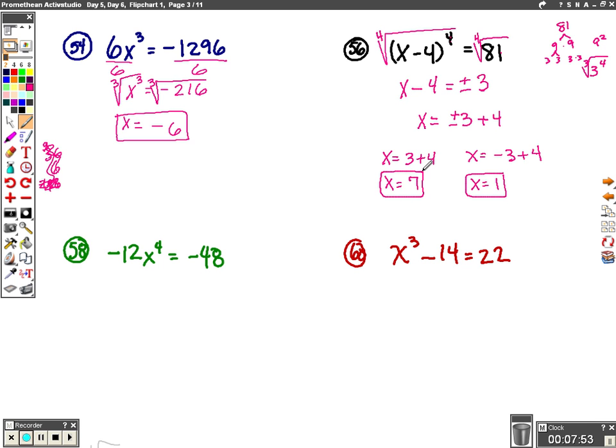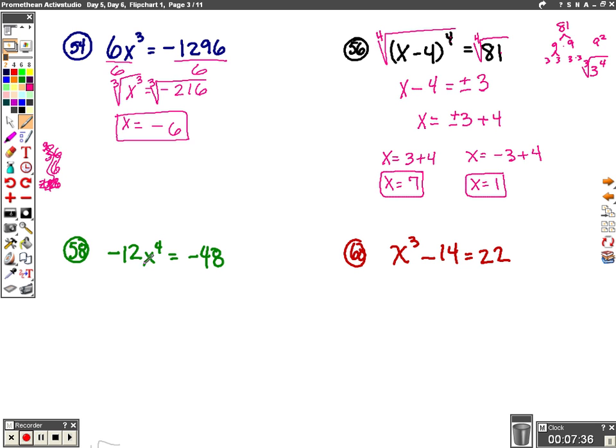What students will tend to do is add 4 and 3 and make it plus or minus 7. But you can see that's not the case. You only get positive 7, not negative 7. So be very careful. It's a positive 3 plus 4 and a negative 3 plus 4. Those are your two solutions.